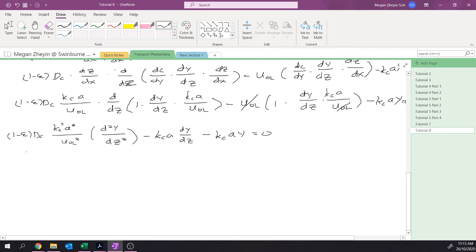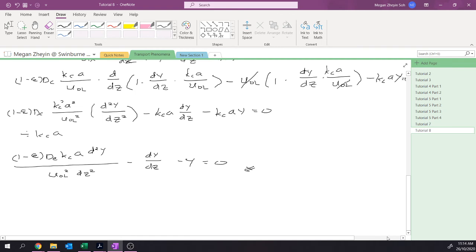Then we divide everything by kc and a. Therefore, we should get 1 minus epsilon dE, sorry, this is dE, I kept pronouncing it as dc, kca, d square y divided by, minus dy dz minus y is equal to 0. Alright, so that's for your part B.